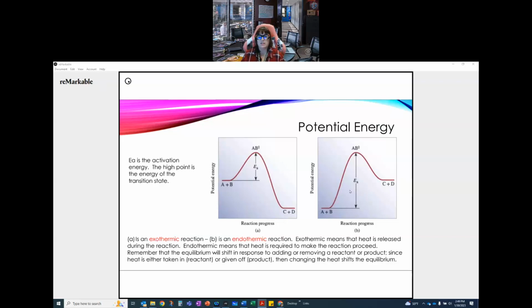So remember, we talked about equilibrium having a temperature dependence. This is what we were talking about: endothermic, exothermic. And again, we'll come back to that when we get to exam 3, okay? But we need to be able to talk about EA and how big that EA is, because that energy is required for us to get from our reactants to products.